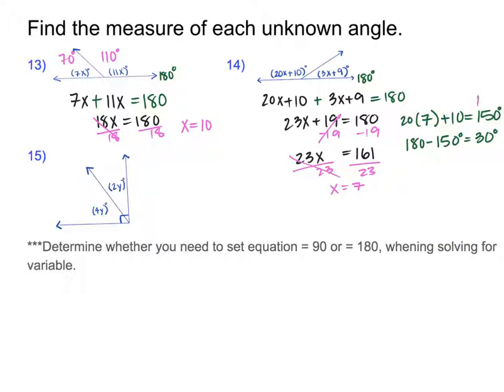And so these here are my two supplementary angles. This one here was 150, this one here was 30. That's a little bit faster to do when you're subtracting from the supplementary total.